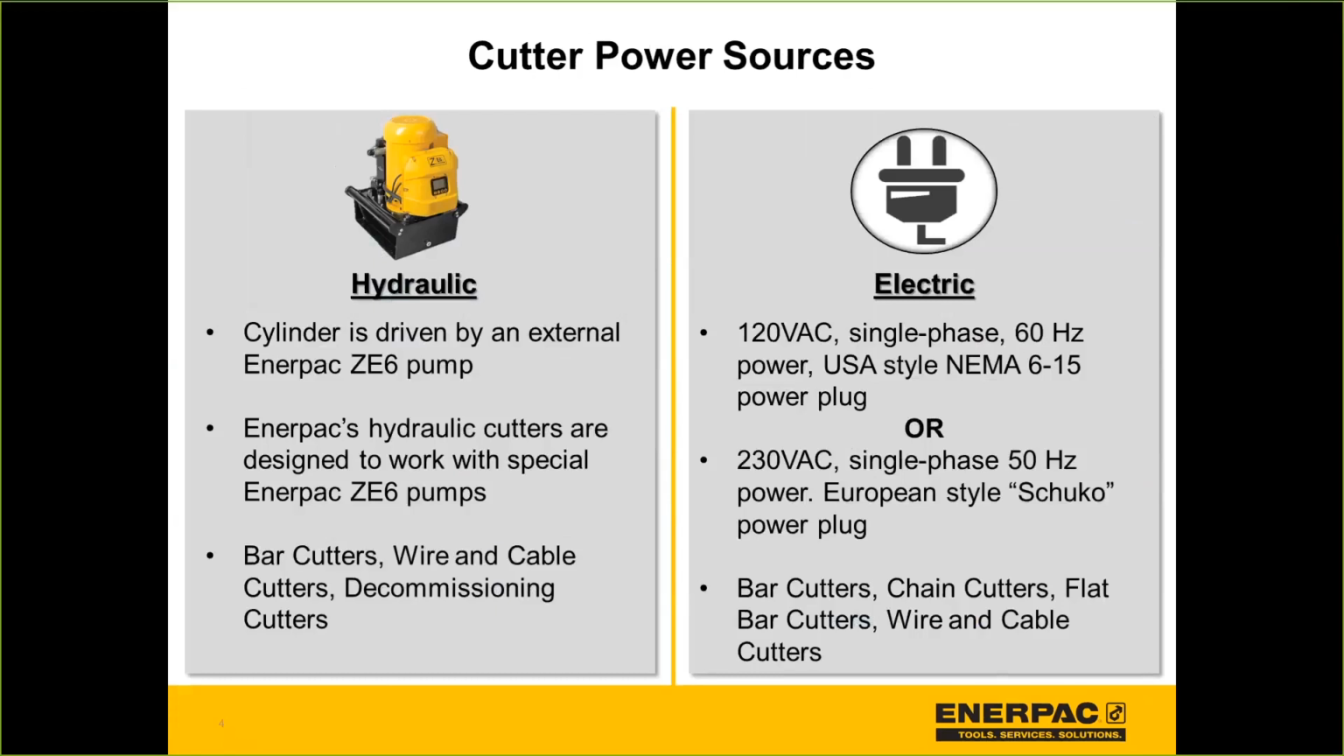Looking on the next slide here, this simply tells you that when it comes to the electric tools, as is the case with other Enerpac solutions, we've got 120 volt and 230 volt versions available. 120 volts with the typical US style plugs. The 230 volt is with those two round prong European or Schuko style power plugs, and the hydraulic tools are used together with specially adapted ZE6 pumps, and these pumps provide the exact flow that's needed to give the combination of power and speed that the customers are going to need to use these tools.